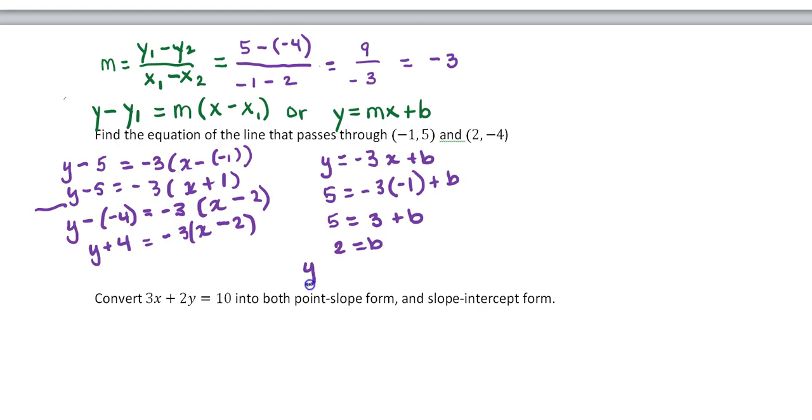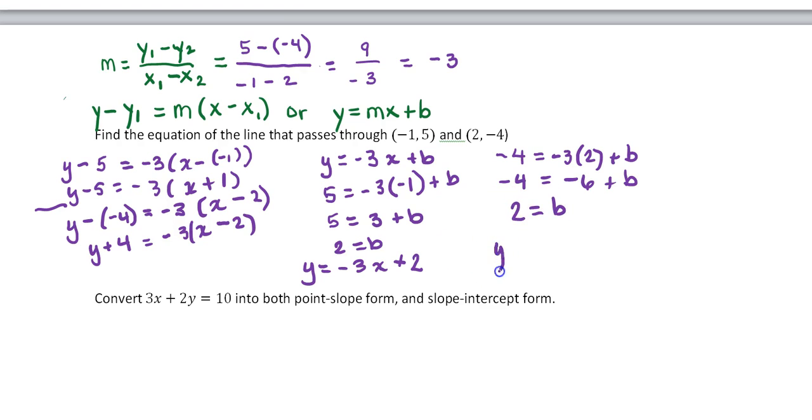And my equation of the line would be y equals negative 3x plus 2. So I'm going to go ahead and use this point also and do the same kind of thing. I'm going to say negative 4 equals negative 3 times 2 plus b. So negative 4 equals negative 6 plus b. When I add my 6 to the other side, I wind up with a positive 2 equals b.